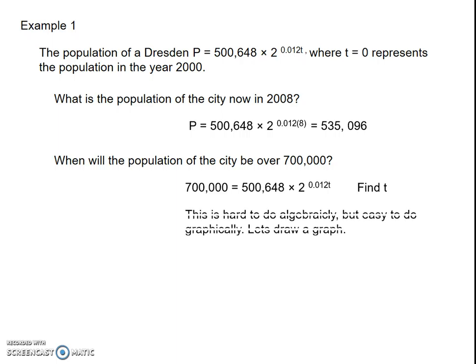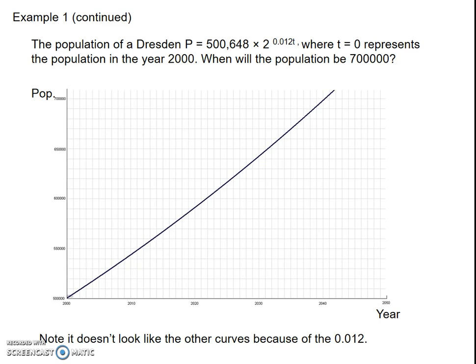Now, if you know how to do logs, do it. Otherwise, you can plot it on a graph. And then you put a line across at 700,000 and put it down to the years, and it should be 2041 when the population becomes 700,000. You can check my answer using logs if you want.